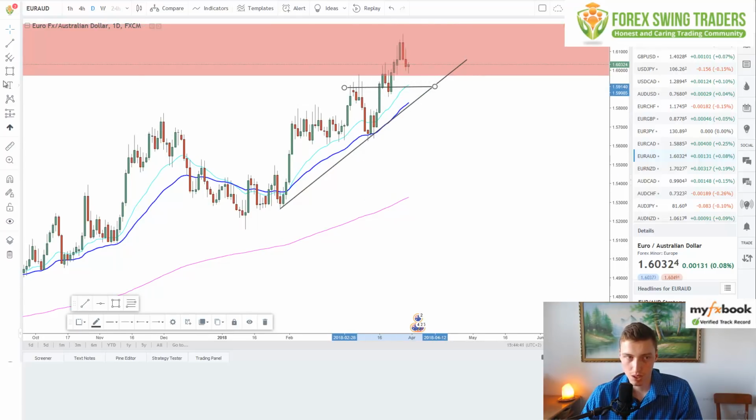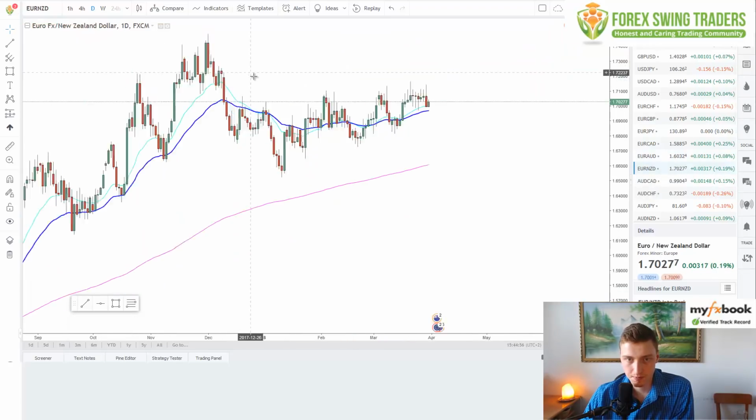Okay, we might get something like that. Okay, it's a pretty wide box, not high quality. It's minor structure, right? So that's it. And now let's move to Euro New Zealand.